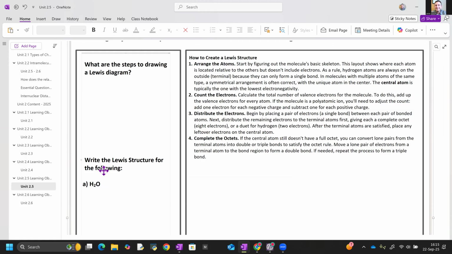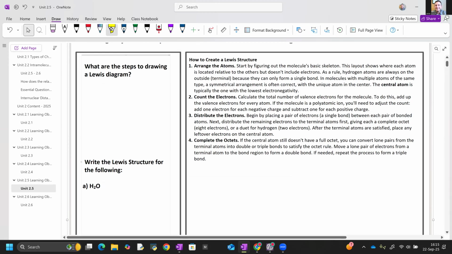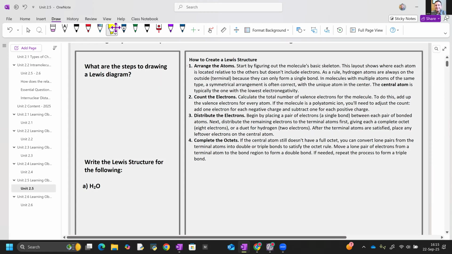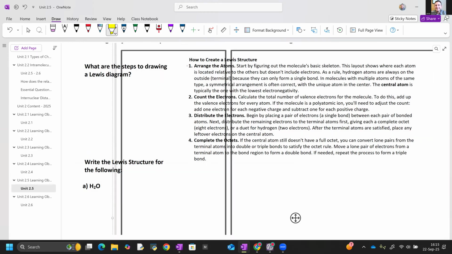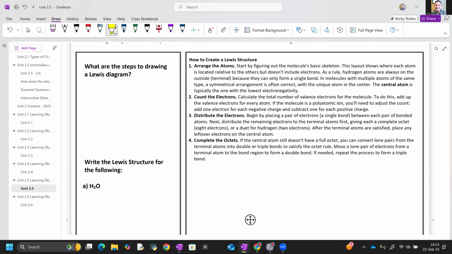In molecules with atoms of the same type, a symmetrical arrangement is often correct, with a unique atom in the center. The central atom is typically the one with the lowest electronegativity. So that's very important that we know this. It's typically the one with the lowest electronegativity, but it's not always the case. All right, so that's just something to pay attention to.